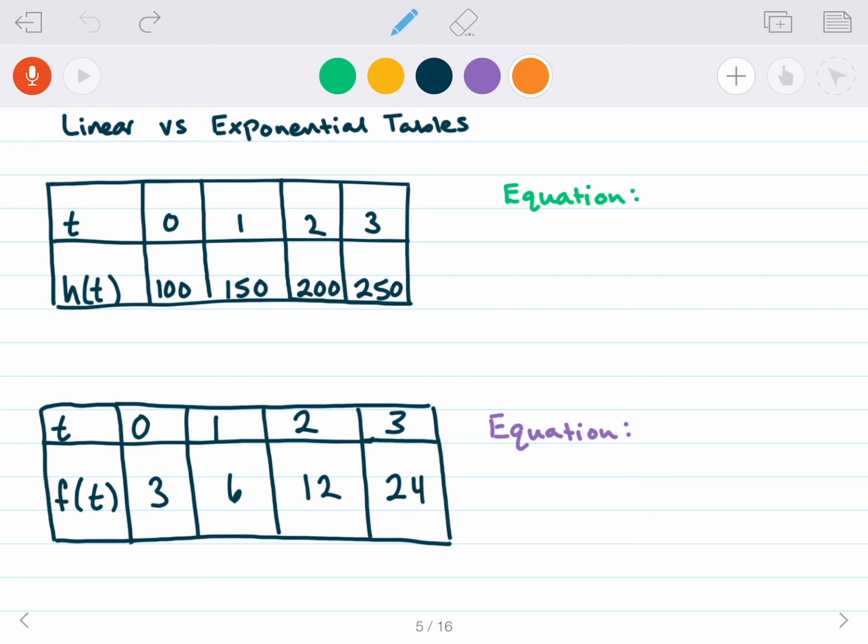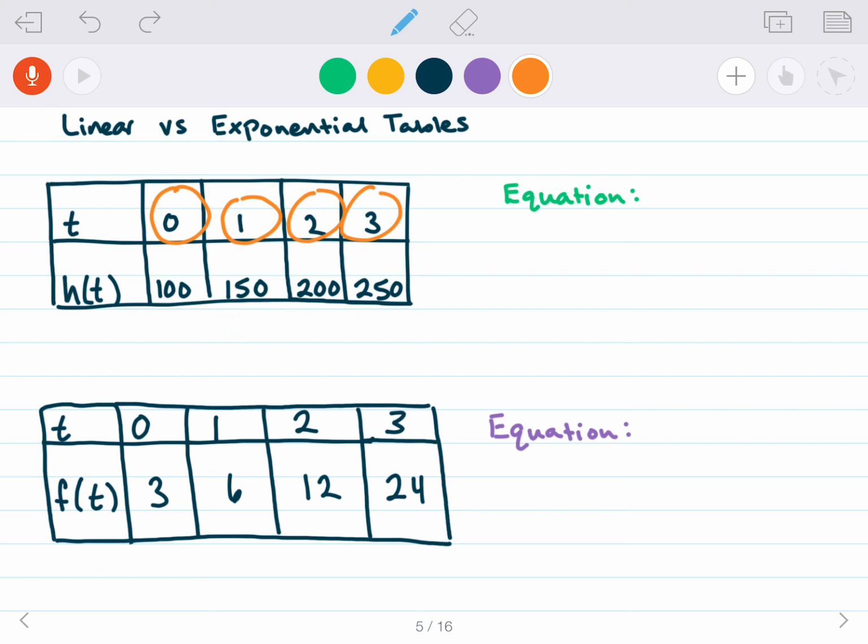So let's look at our first table. One nice thing about this is that all of our input values are going up by 1. Okay, so all we have to do is see what the output values are doing. And depending on what the output values are doing is going to tell us if it's exponential or linear.